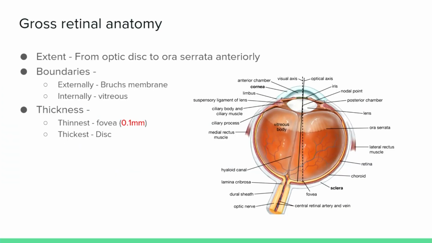Moving on to gross retinal anatomy. Extent of retina is from the optic nerve to the ora serrata anteriorly. Boundaries: externally it is surrounded by Bruch's membrane of choroid. Internally it is surrounded by the vitreous. Thickness of retina is very variable, but the thinnest part is the fovea, which is only 0.1 millimeters, and the thickest part is the disc.